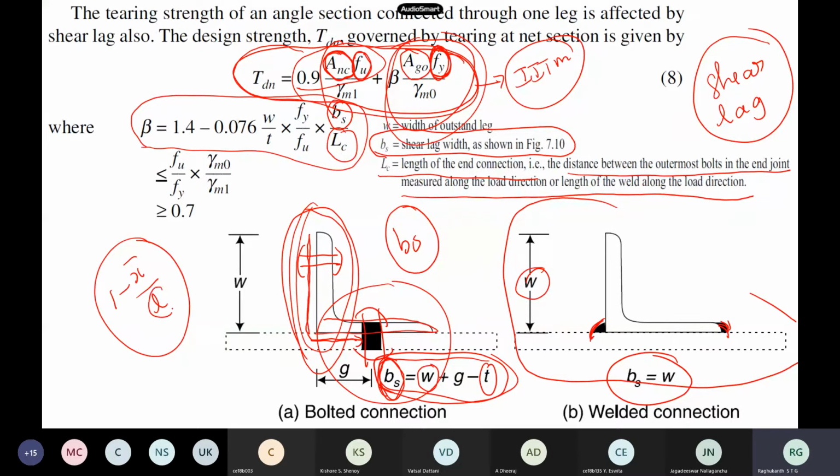So as the connection length increases, the shear lag comes down. You can see this formula is also more or less similar to that 1 minus x bar by L kind of thing. And then they give some additional checks. All these things have come from experiments which have been done in our structures lab only.